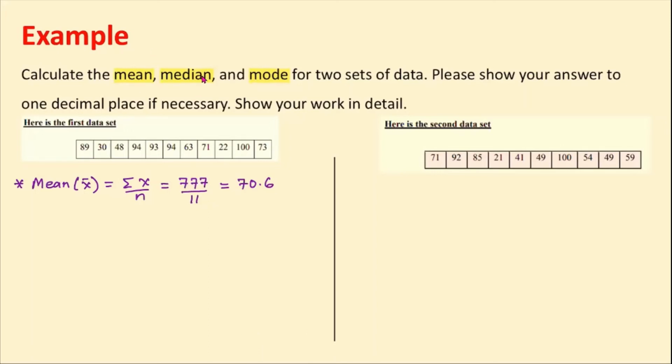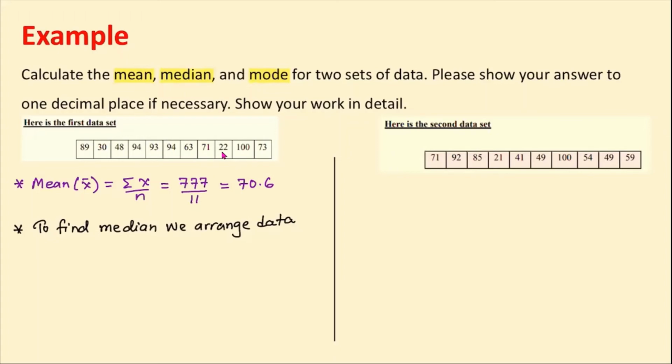Next, we want the median. In order to find the median, we have to arrange the data. So let's do that. To find the median, we arrange the data. In this data set, you can see the smallest data value is 22.